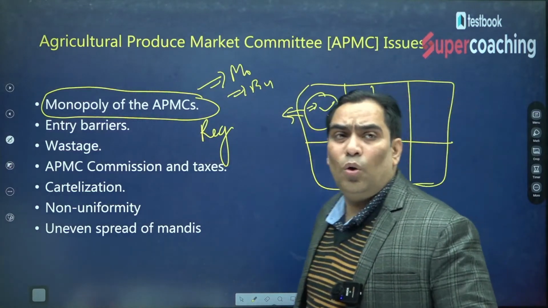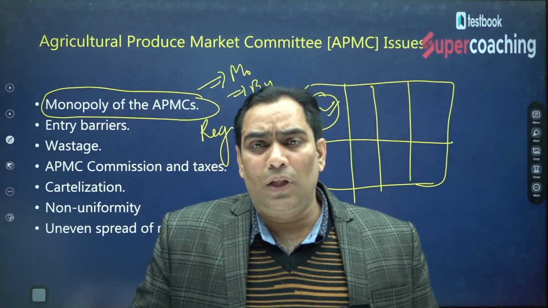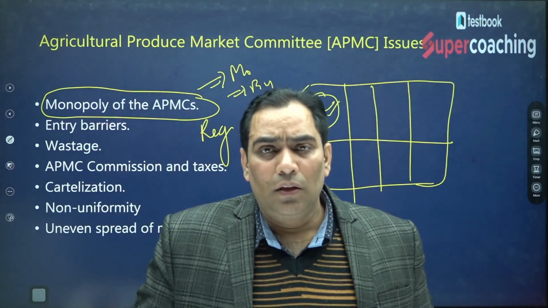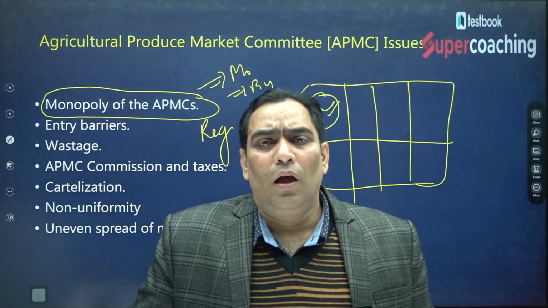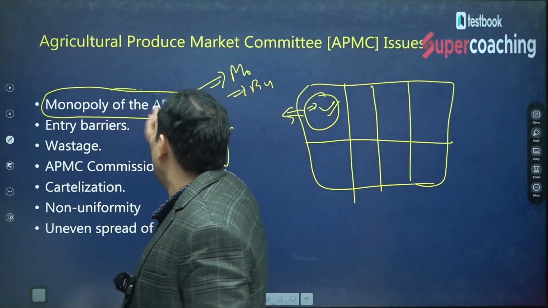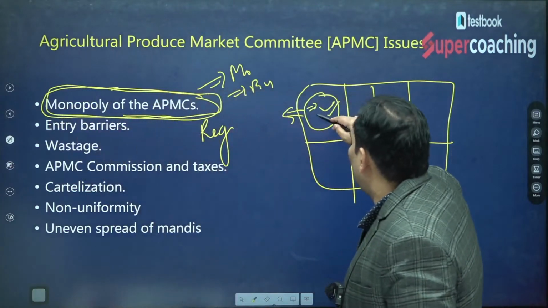They cannot sell to the retailers. They cannot sell to agriculture processors. They cannot sell to any other retailer. That is leading to the monopoly, and they have to sell to these registered buyers only.